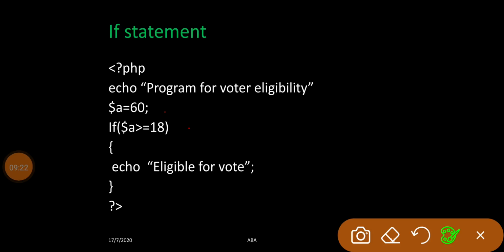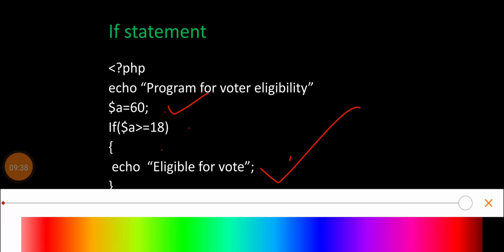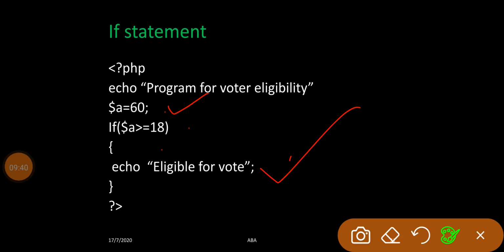$A equal to 60. So variable A should be defined like this. And then if A is greater than or equal to 18, you will get the output as 60 is greater than 18. So the condition is true. Eligible for vote. You will get the output as eligible for vote. Next.